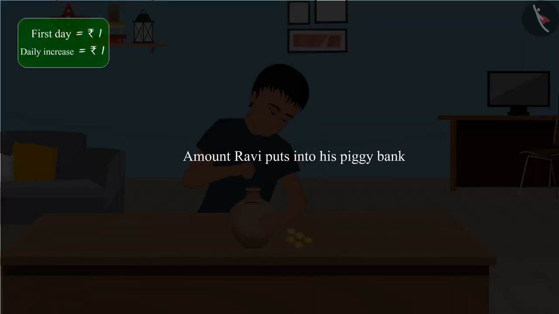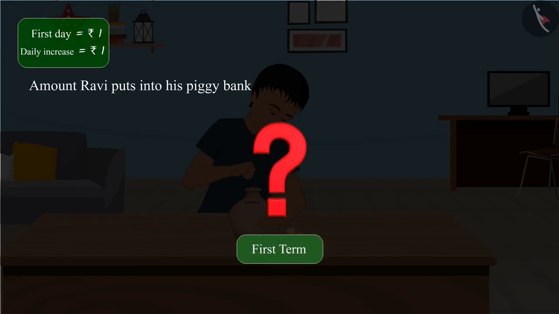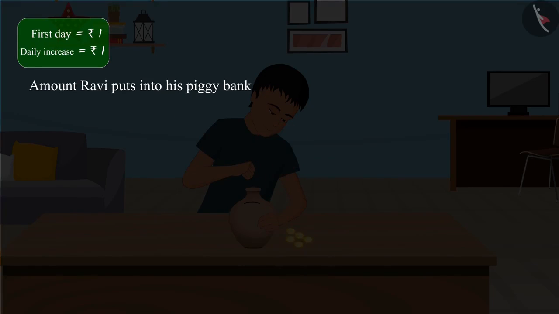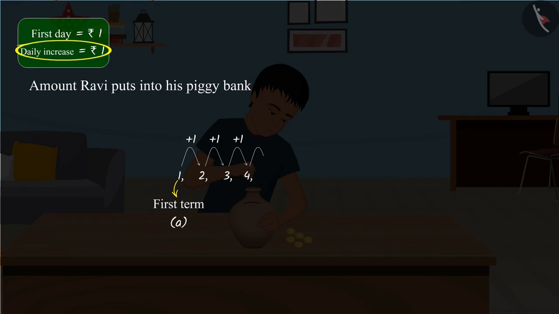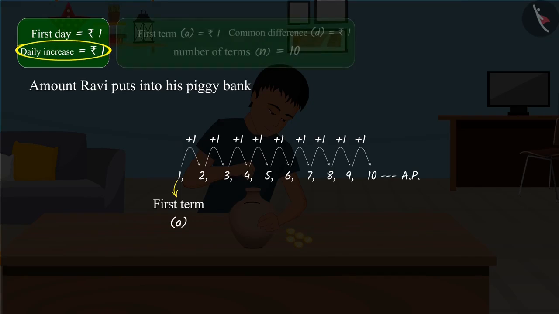For this, we have to make a list of the amount Ravi puts in his piggy bank every day. What will be the first term of the list? Absolutely right. The first term a will be 1 because he puts 1 rupee in the piggy bank on the first day. Because Ravi increases the amount by 1 rupee per day, he will put 1 plus 1 equal to 2 rupees in the piggy bank the next day. Going forward in the same manner, we will get an arithmetic progression, which represents the money Ravi puts into his piggy bank every day.